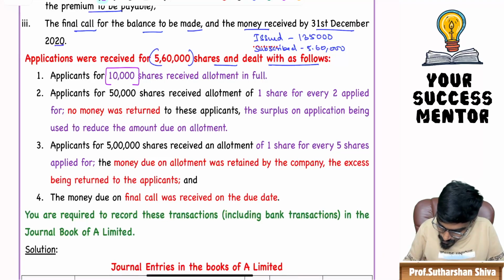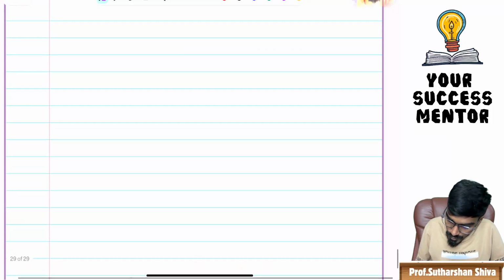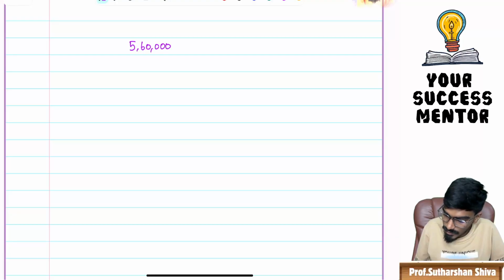Applicants for 10,000 shares received allotment in full. So out of 5,60,000, the maximum we can allot is 1,35,000. For those who applied for 10,000 shares, we also allot 10,000 shares. Maximum allotted can be like this. This is for applied.